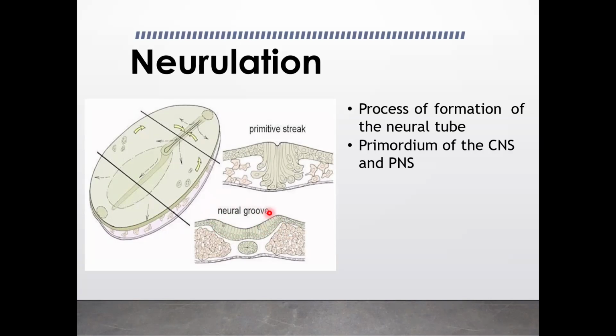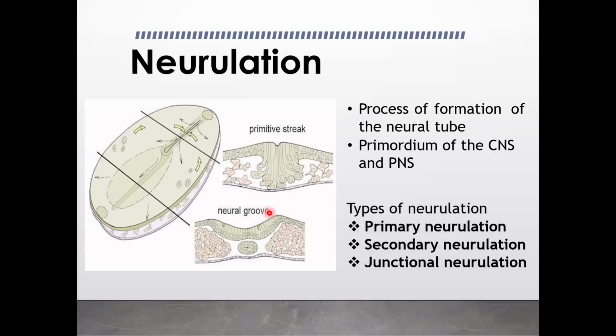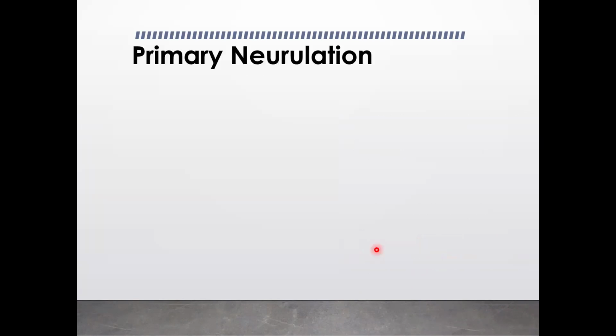But at this point, just know that neurulation is the process of formation of the neurotube, and then this neurulation will give us CNS and PNS. So we have three types of neurulation. We have primary neurulation, secondary neurulation, and junctional neurulation. So we'll see what are these three types of neurulation and how they come across.